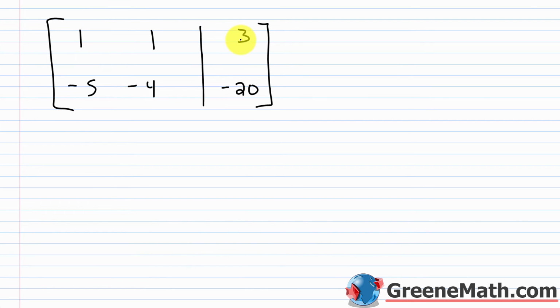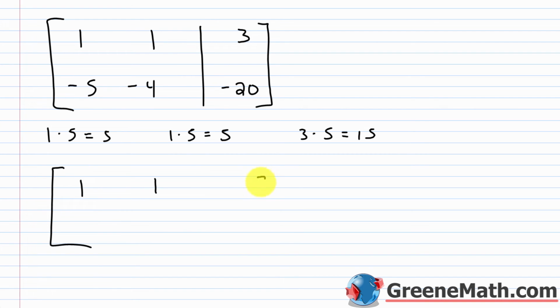So if I multiply the first row, 1 times 5 would equal 5. 1 times 5 would again equal 5. And then 3 times 5 would be 15. So I'm going to take these results here and add them. So my first row, I'm just going to keep it the same: 1, 1, and 3.